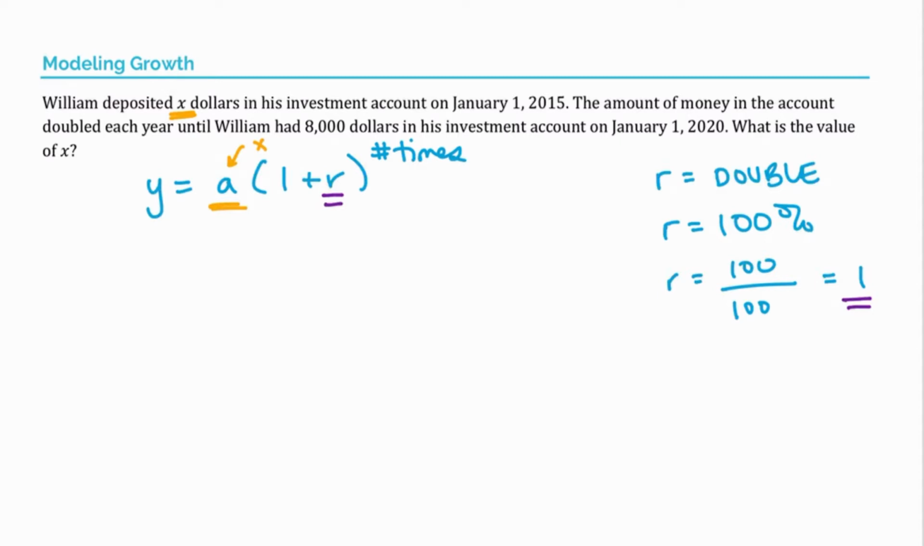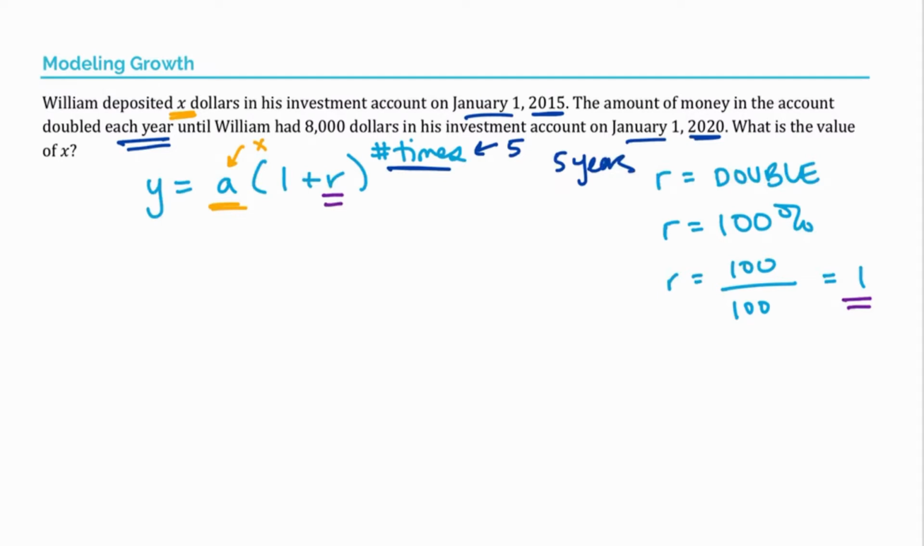Now, how many times does it change? Well, let's see. It looks like to me that it's been 5 years, right? Because we're going from 2015 to 2020, and it's the same day. So we know that it's been 5 years. And then does it say that it happens? It says that it doubles each year. That means that the rate applies once per year because it happens each year. We see this factor of R where it's doubling. So that means that that power for the number of times is the number of years that it's been, which is 5.